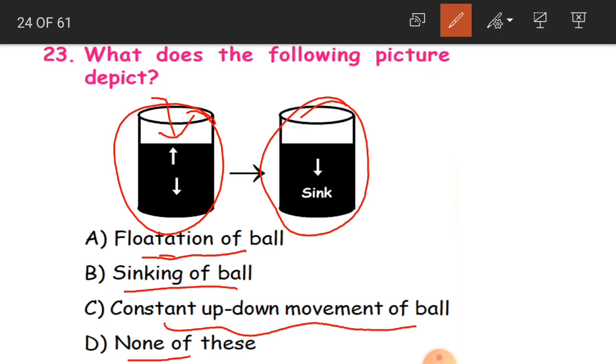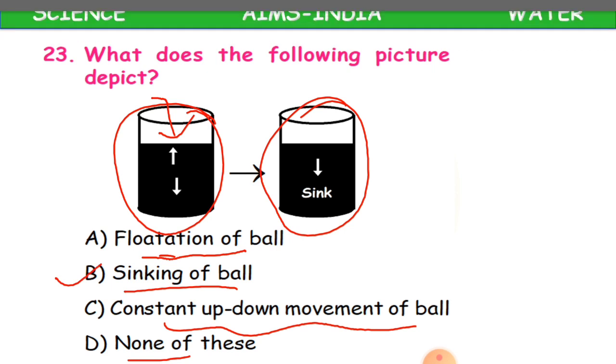what does it do? Where will it be? Whether it will float, whether it will sink, or it will move up and down. It is going to sink, because the ball is of heavy weight. When it is just placed in the water, it is going to sink. So sinking of ball is the correct answer. That is the B option. Clear, children?